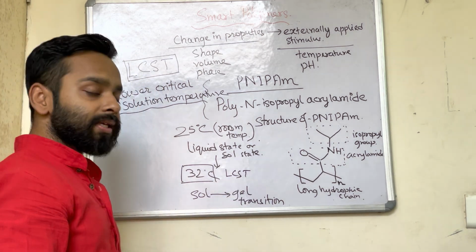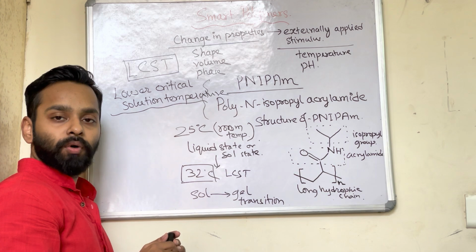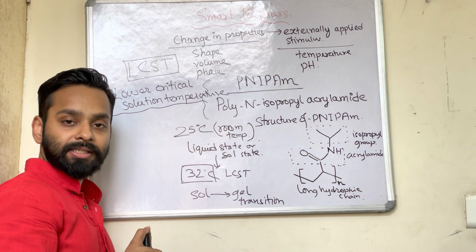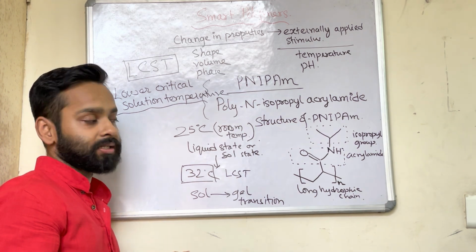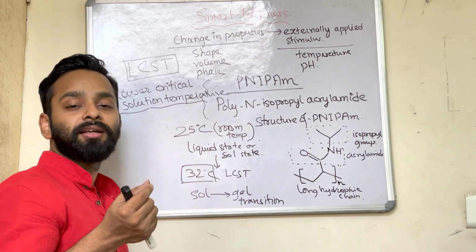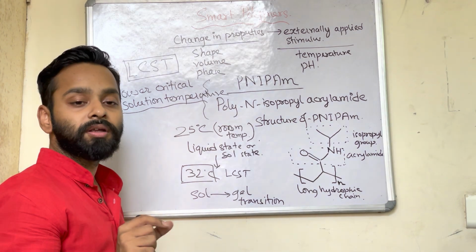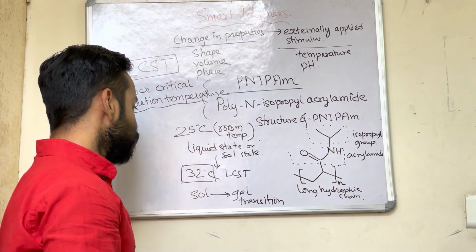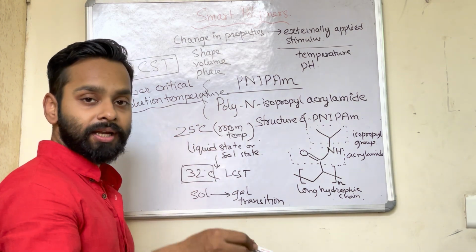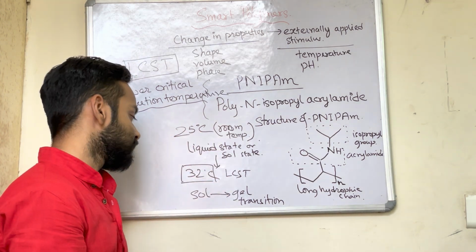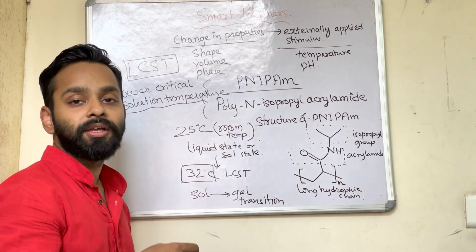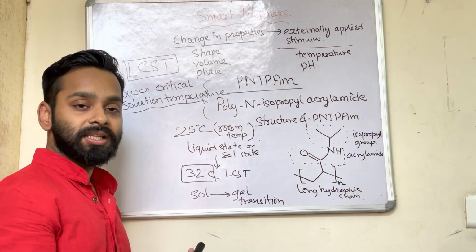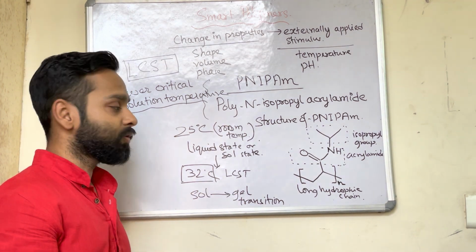So, this is why PNIPAm is actually a smart polymer. When the temperature is increased from 25 to 32 degrees Celsius, it undergoes a sol to gel transition. So, gel has a thick, viscous, jelly-like consistency. It is not in its solution stage, rather it is in its gel stage. So at temperatures from 32 degrees and above, it exists in the gel stage. This sol to gel transition is the property because of which PNIPAm is used as a smart polymer.